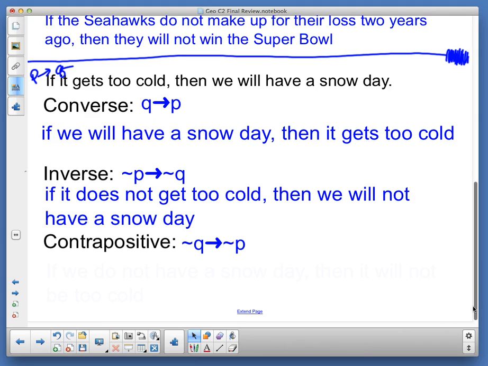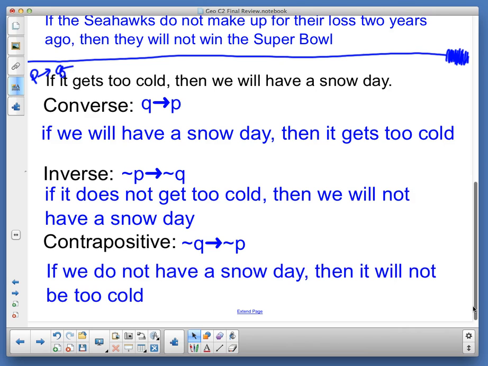And my last one, contrapositive, is a negation and a switch. It's the converse of the inverse. So I negate and switch. If we do not have a snow day, then it will not be too cold. Are you doing okay with these? Are there any clarifications? It's all about position.